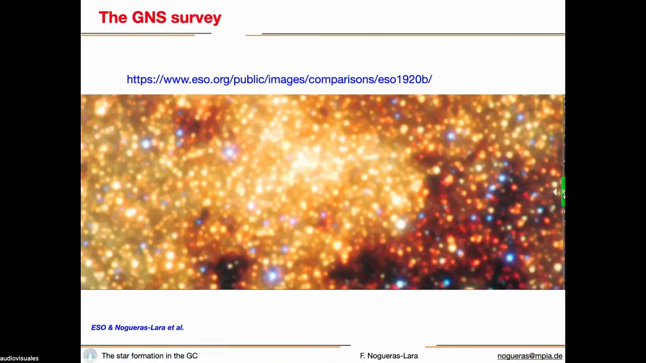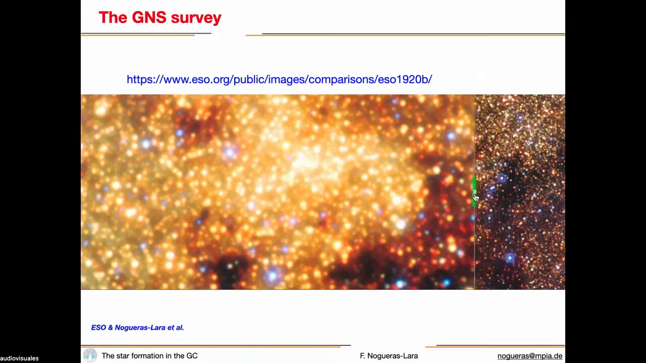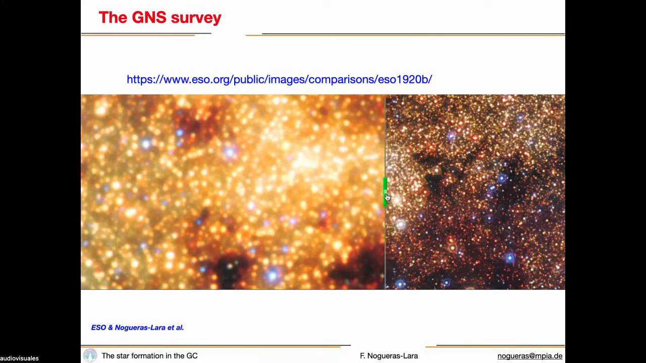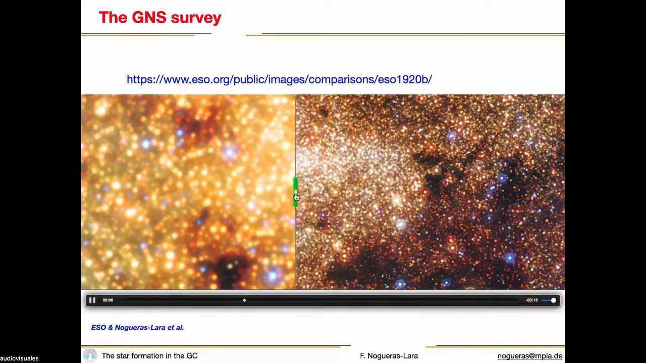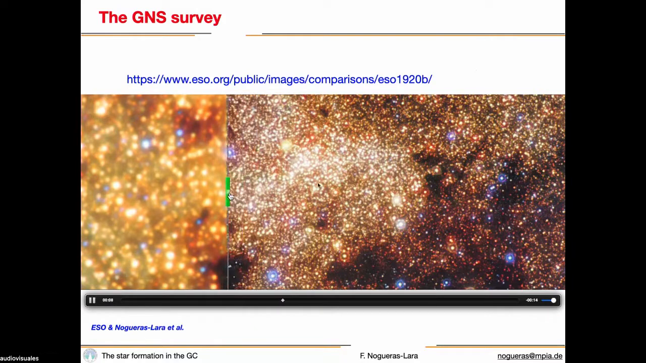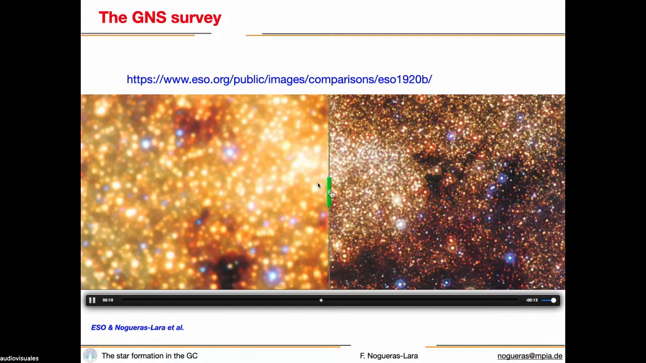So I told you before that the VVV survey was the best survey for the innermost regions of the galaxy before the Galactic Nucleus Survey. And this is a comparison between these 2 things. The first one is the VVV, and this is the worst region ever. This is the nuclear star cluster. And now here you can see how we are really able to disentangle many more stars using the high angular resolution that we have with the Galactic Nucleus Survey.